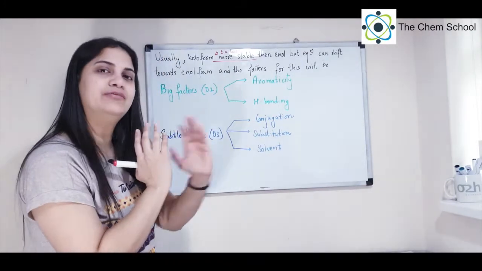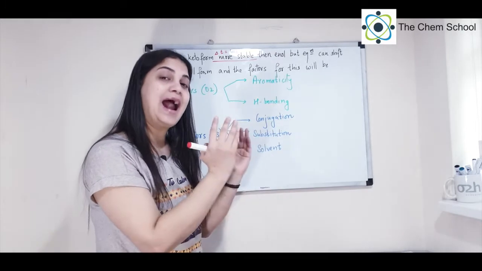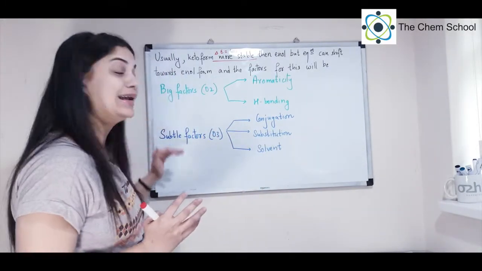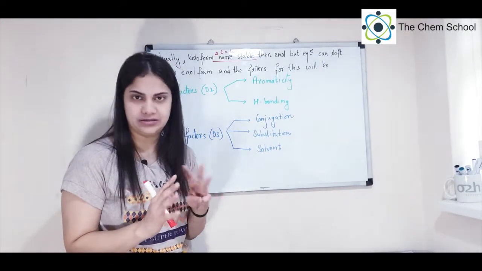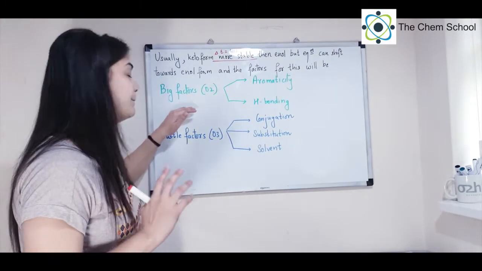That is, enol, if it is on the right hand side, we can say that the equilibrium is shifting towards the right hand side. And when can that happen? So let's talk about the factors when that can happen. So there are two major factors and there are three subtle factors, right? Subtle factors, or you can say small factors. So let's talk about the big factors first.